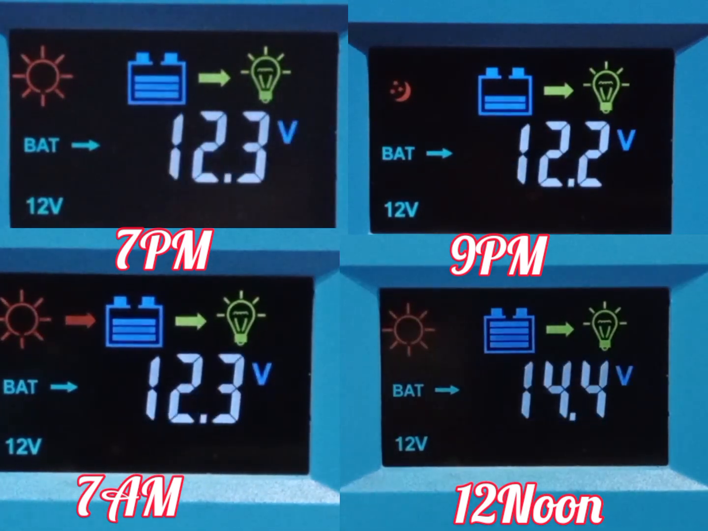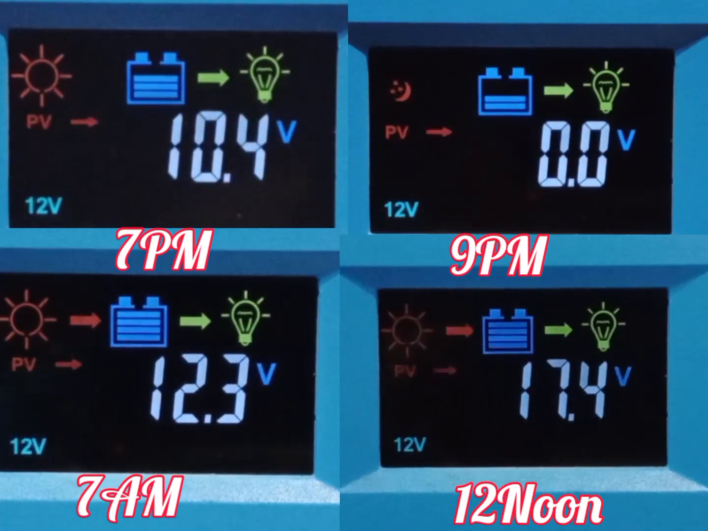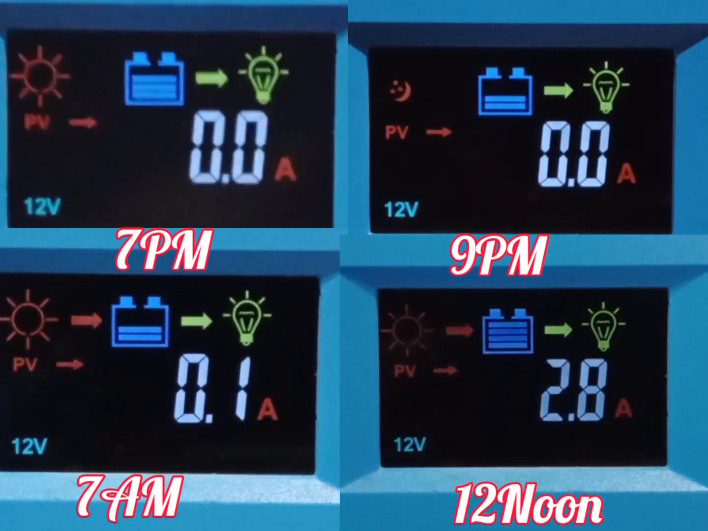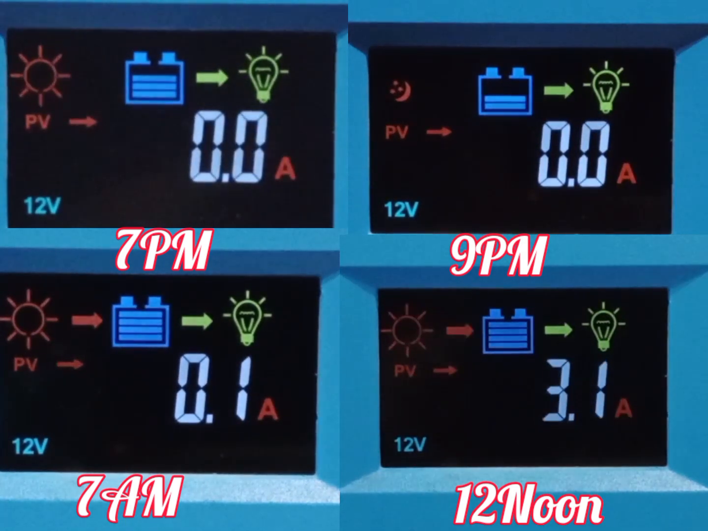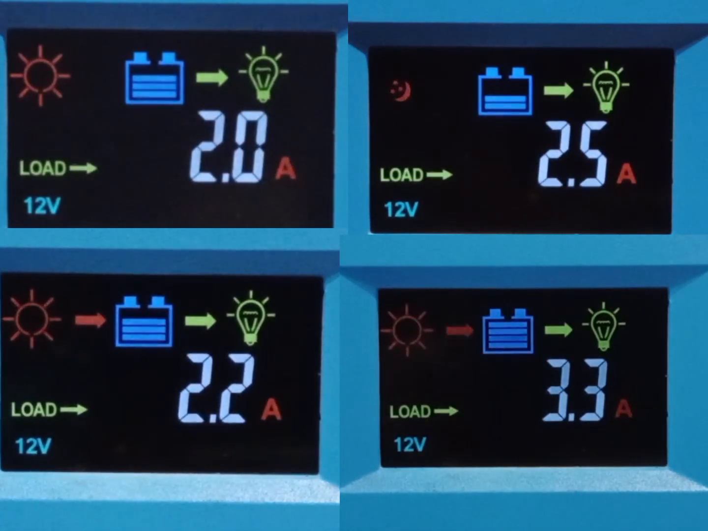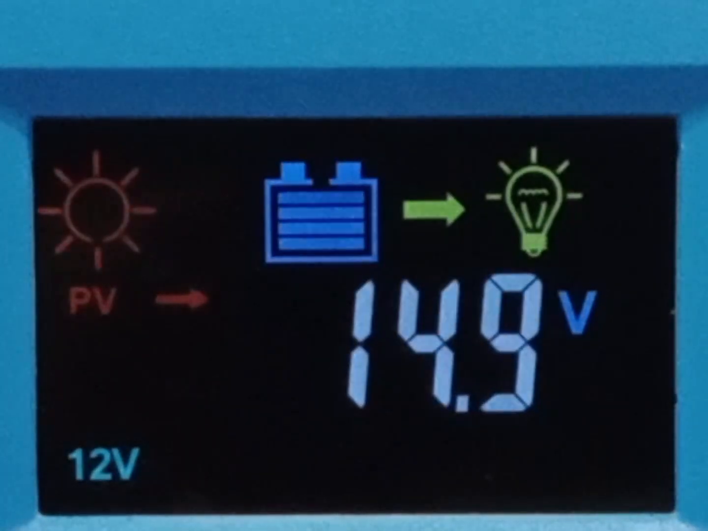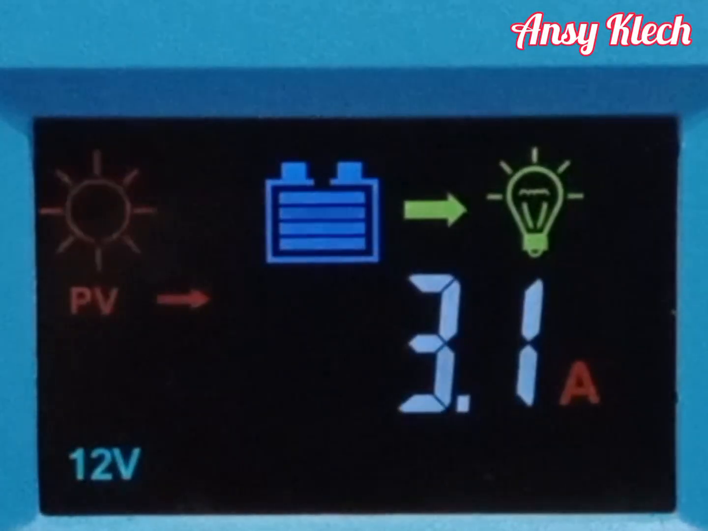Looking at the LCD screen of this charge controller, you can see the parameters as displayed. The parameters are the battery voltage, the load current, the PV voltage and the PV current, as well as the battery temperature. Now I'm going to make it very simple for us. I'm just going to summarize this so that it will help us understand what's happening here.